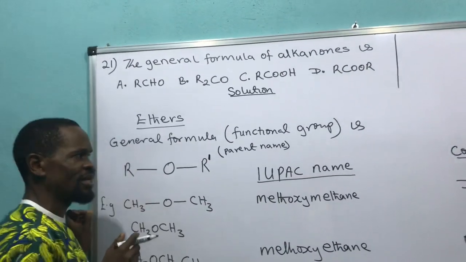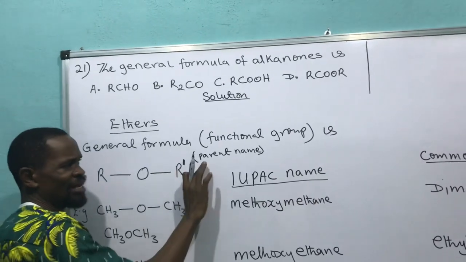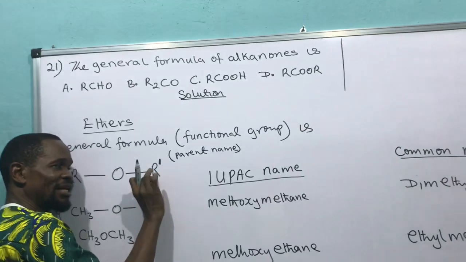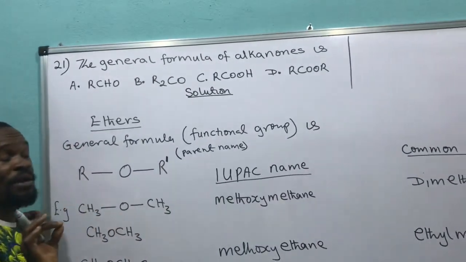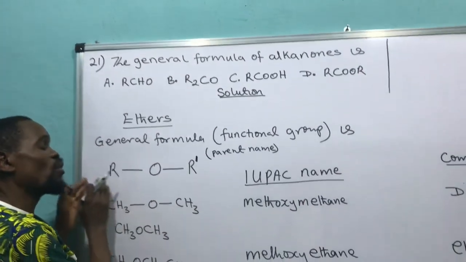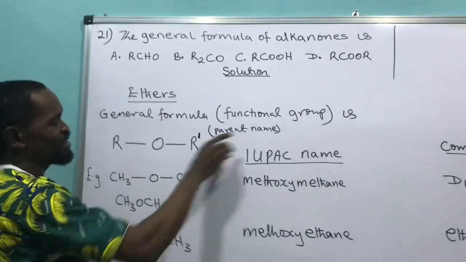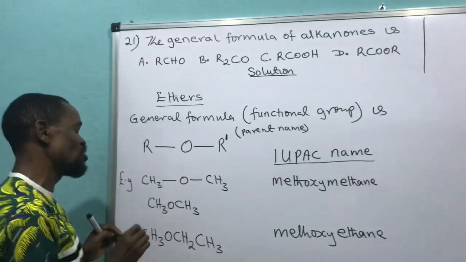What does this hyphen signify? This particular side is for the parent name. This particular side, the aliphatic that will be here, will be for my parent name. Why will this one be what? The initial name. Looking at it, I said this one will be for the parent name and this one will be the initial name.